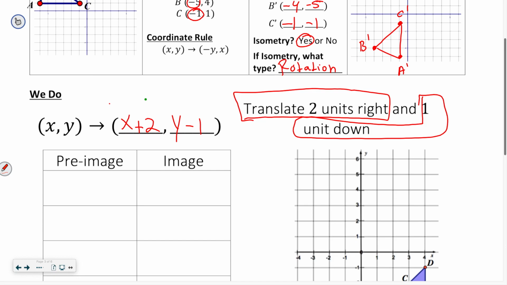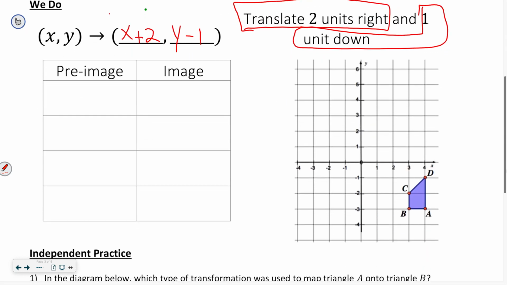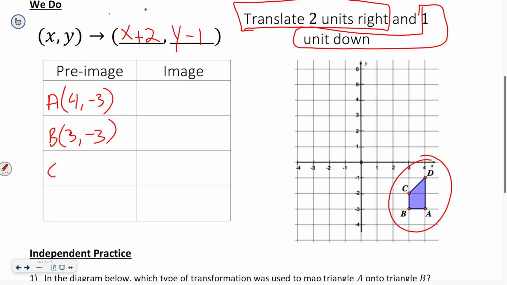There is the rule. So on the pre-image side, you're going to write all the pre-images, which are right here. What is A? What is B? What is C? And so I'll give you all of those coordinates. A is 4, negative 3. B is going to be 3, negative 3. C is going to be 3, negative 2. And D is going to be 4, negative 1.